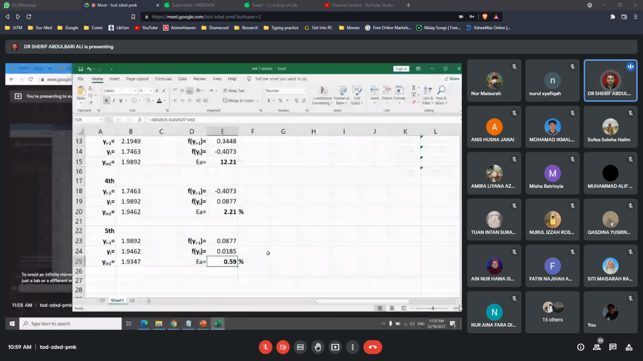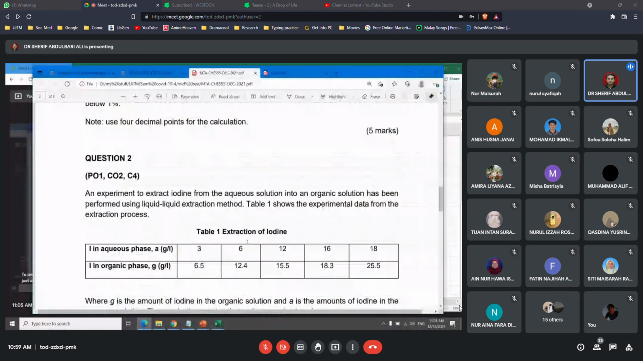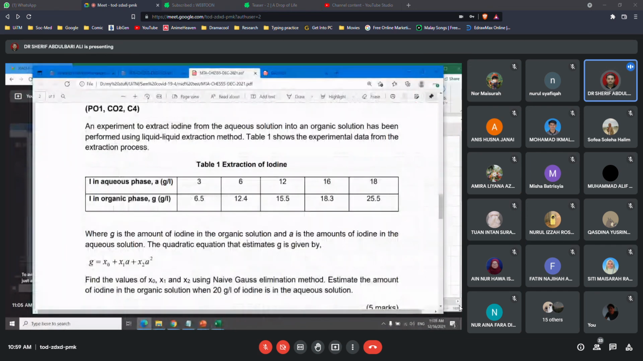Most of you could answer question number 1, but question number 2 was difficult for most of you. Okay, for number 2, just before we start the question or ask about anything, this one is considered a polynomial regression or a multiple regression.